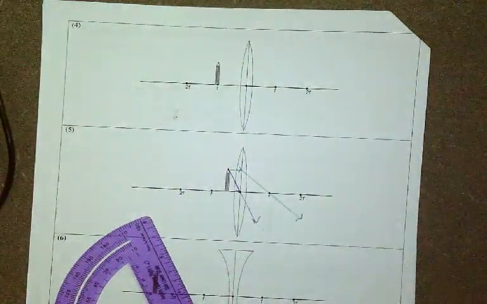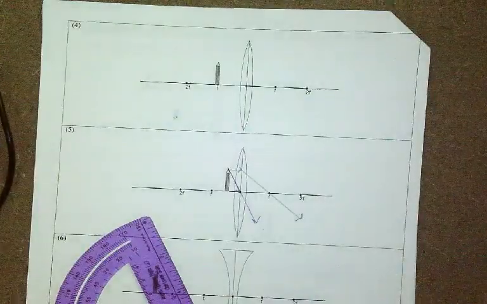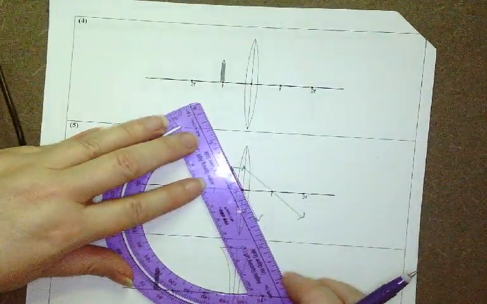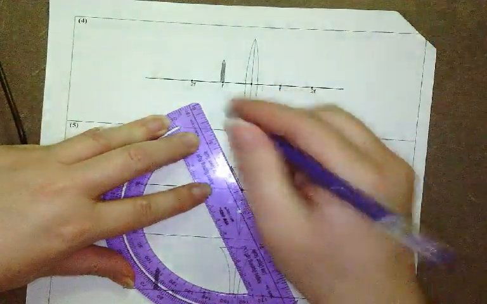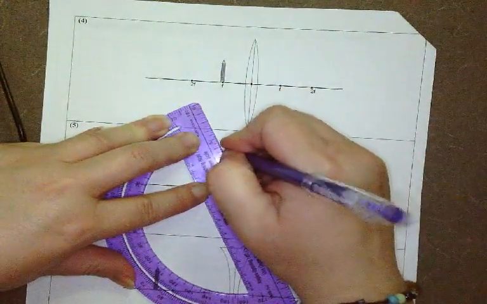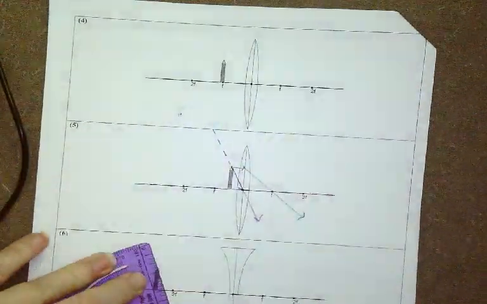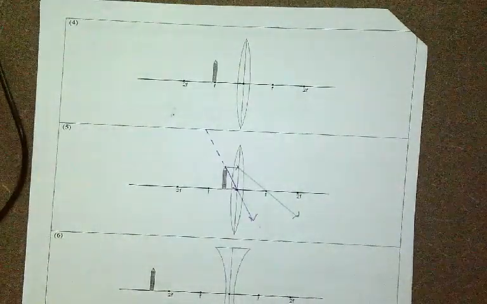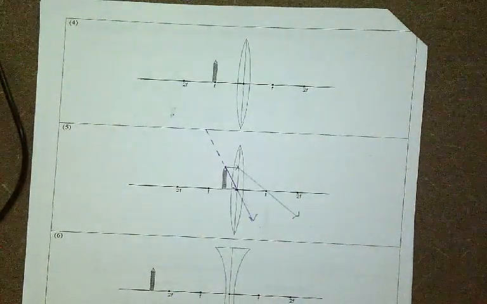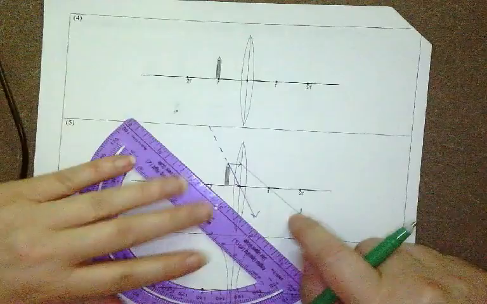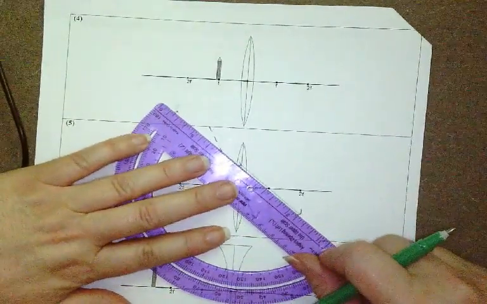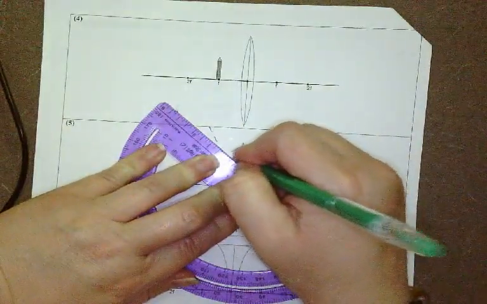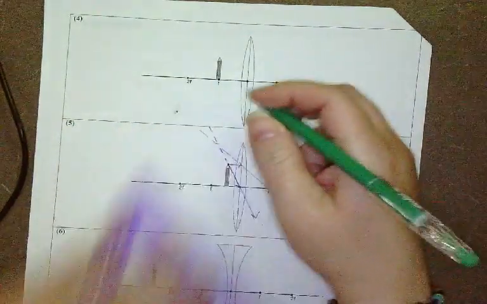Okay, but these don't look like they're going to come together anywhere, right? What we have to do for these is trace them backwards. So we're going to follow along this ray, and I'm going to make a dashed line going back the other direction, because there's not an actual light ray there. I'm going to do the same thing for the refracted part of that first ray we drew. I'm going to trace it backwards with a dotted line.